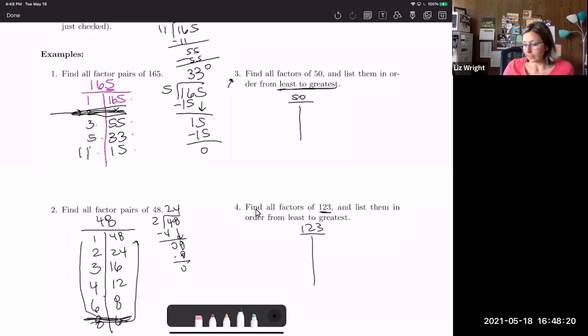So I'm going to have you guys do 3 and 4 on your own. Sorry for my pause. And then we're going to look at the next page.